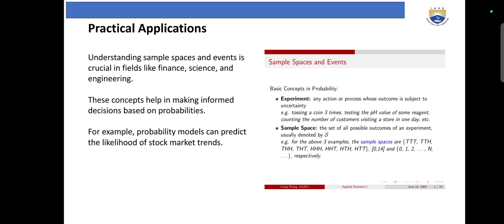Experiment: any action whose outcome is subject to uncertainty. Examples: tossing a coin, measuring the pH value of a solution, and counting the number of customers visiting a store in one day. Sample space: the set of all possible outcomes of an experiment, usually denoted by S. Those about 3 examples. The sample spaces are head and tail, and 0, 1, 2, and so on, respectively.